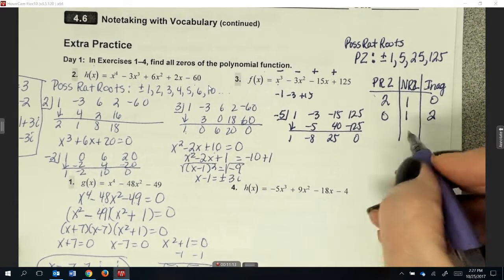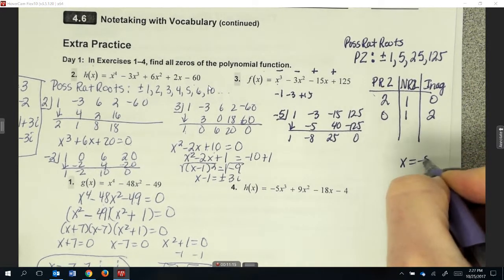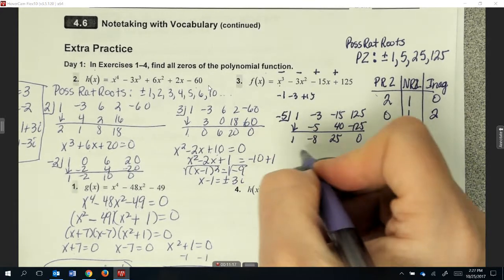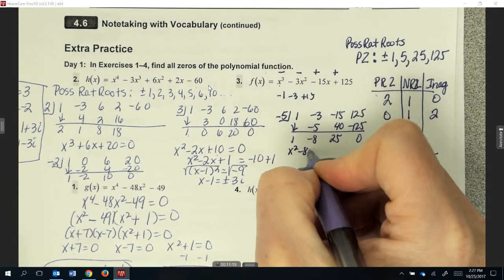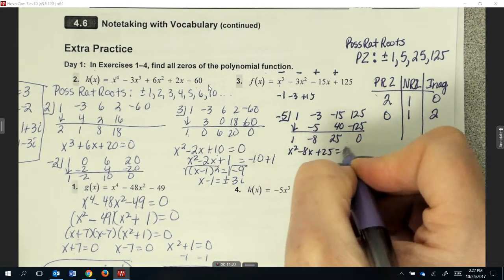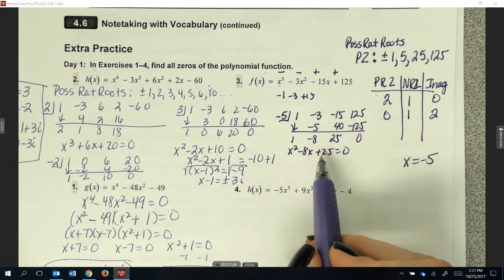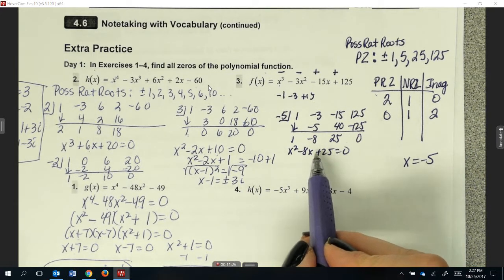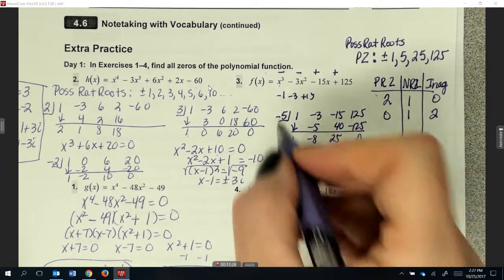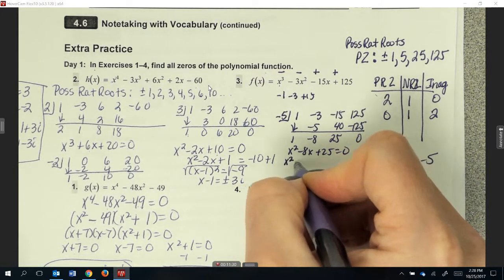All right, so I know that negative 5 is one of my zeros. Now I'm going to take what's left. This is x squared minus 8x plus 25 equals 0. See if I can factor. Are there numbers that multiply to be 25 and add to be 8? No, so what are we going to do? I'm going to complete the square.